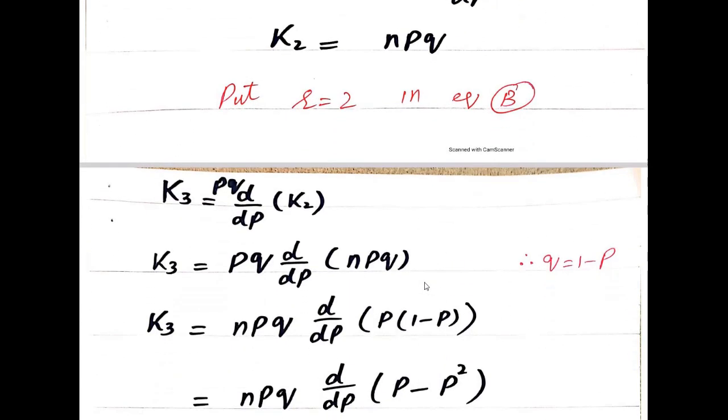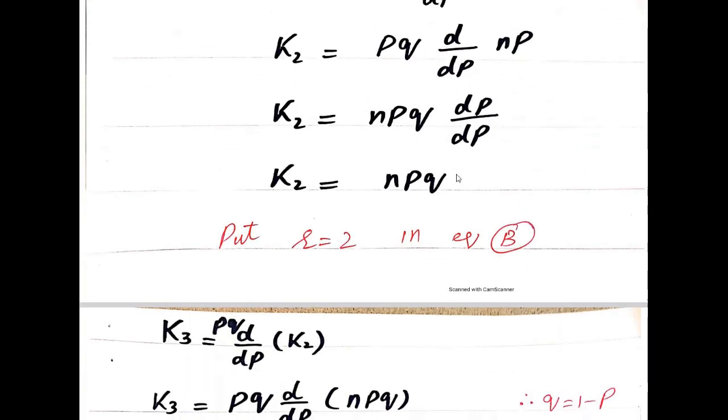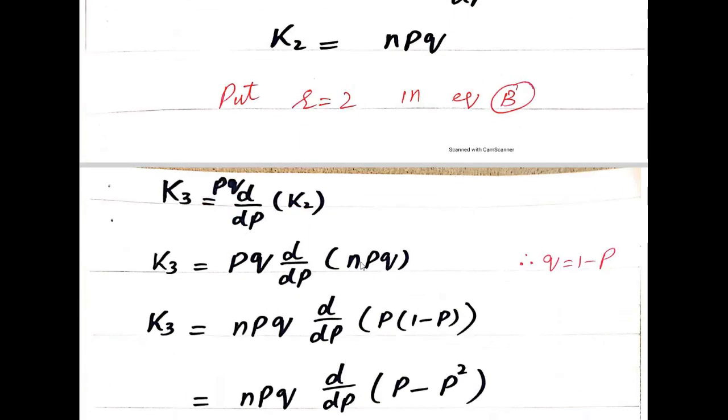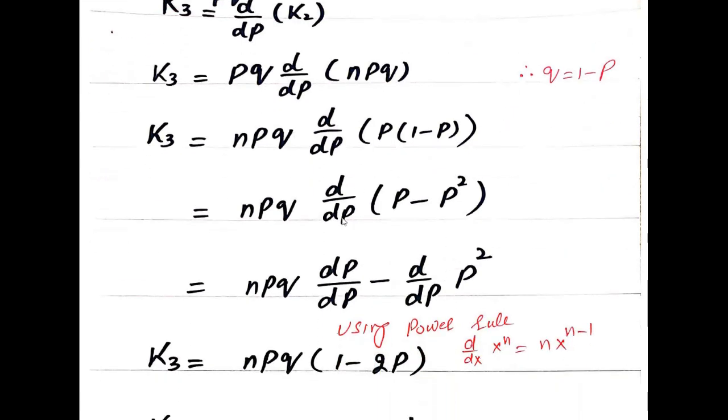Put r is equal to 2 in equation b. When we put r is equal to 2, this becomes k3 equals pq d over dp k2. So put the value of k2, npq. Take n outside as common: npq d over dp. Here we are left with pq into 1 minus p. Multiply p inside: p minus p square. Again apply the derivative inside: dp over dp minus d over dp p square.